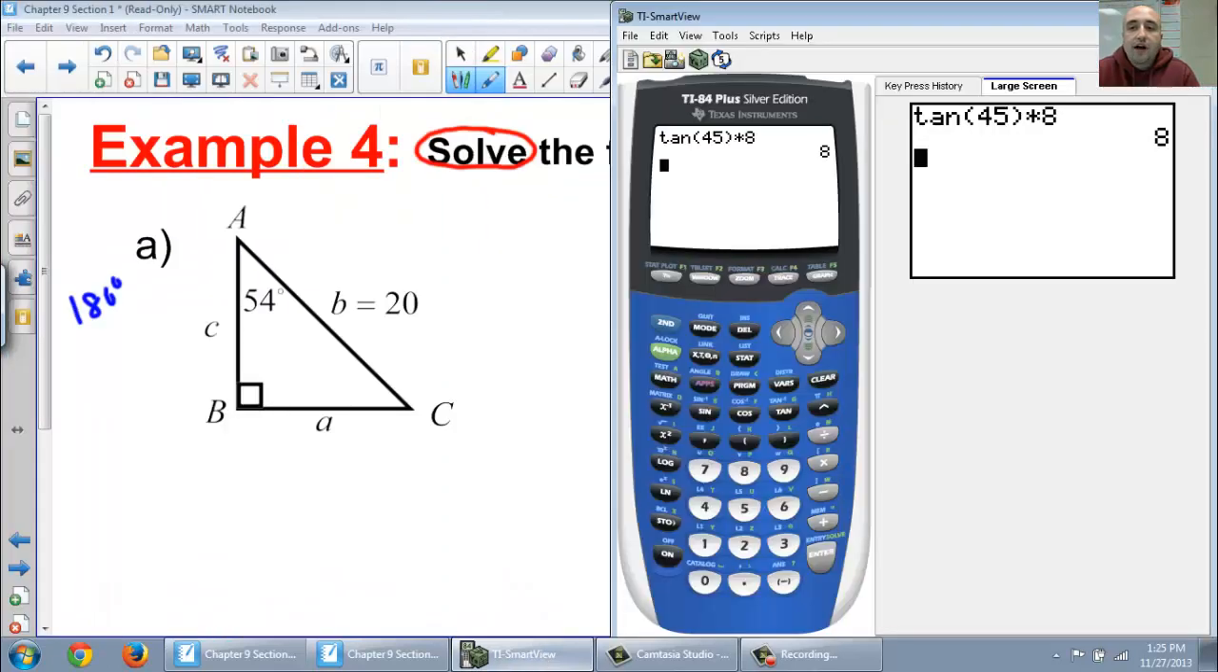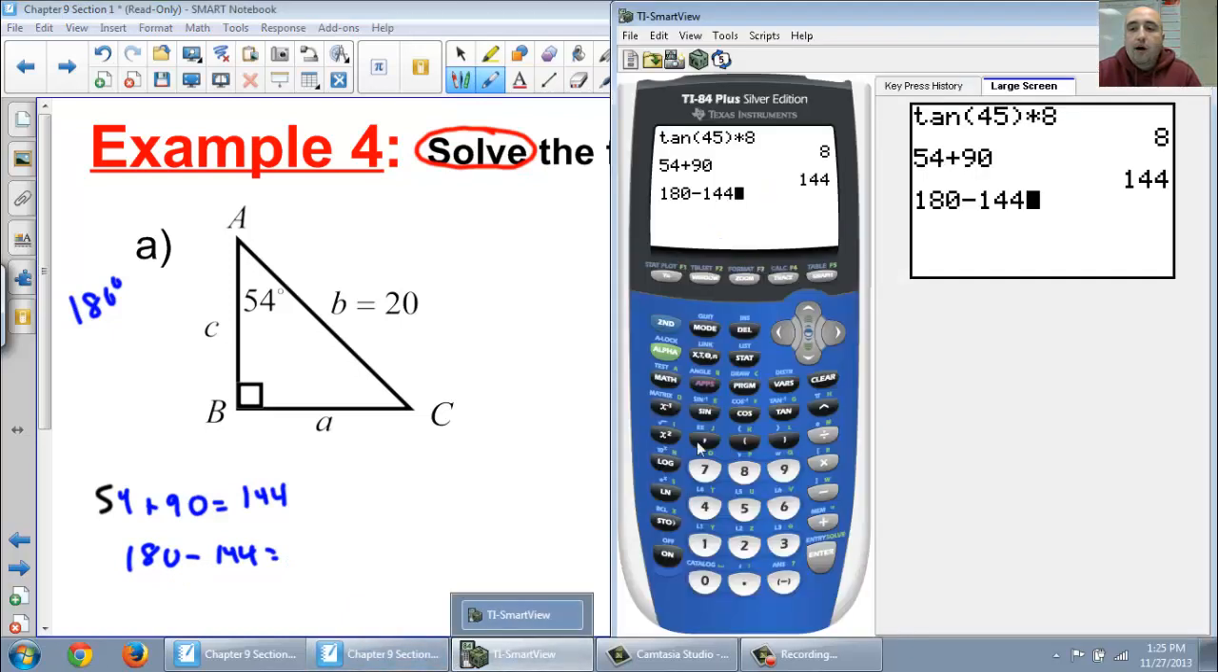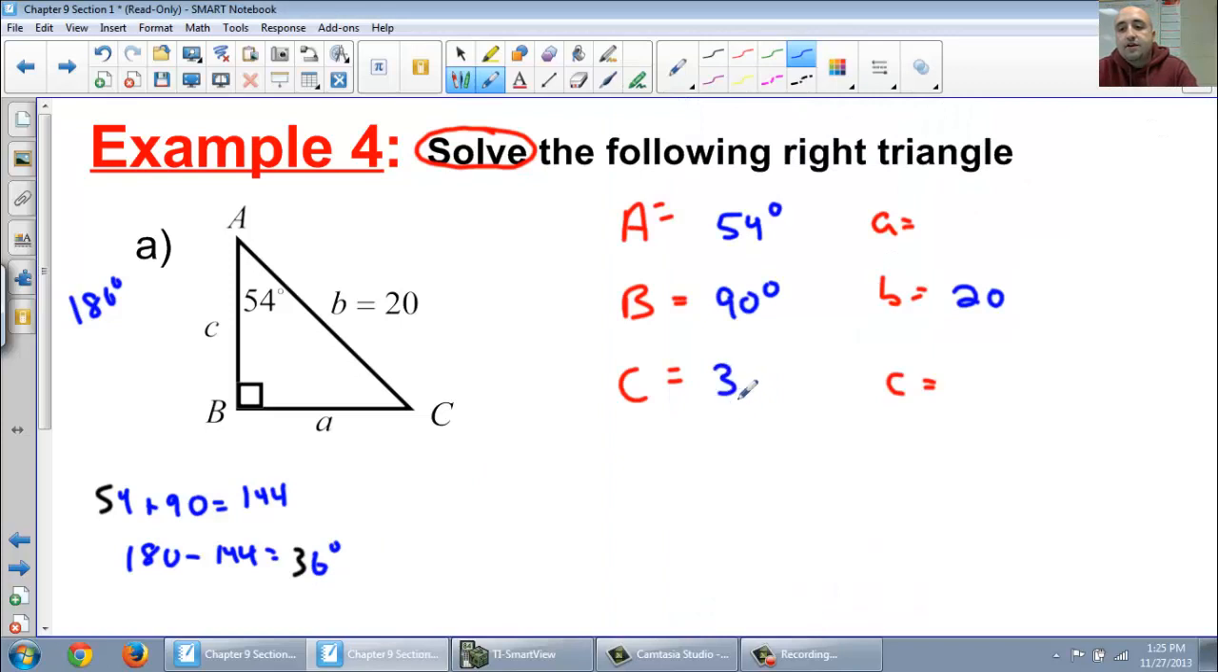So let's use our calculator to figure out what else we know. We have an angle of 54, and we have an angle of 90. If we add those together, that's 144. And 180 minus 144 will give me, so let's do the math over here. 54 plus 90 equals 144. And then 180 take away 144 is how much? 36 degrees. So our missing angle is 36 degrees. So now we have all of our angles. So I can write this in right here, 36 degrees.